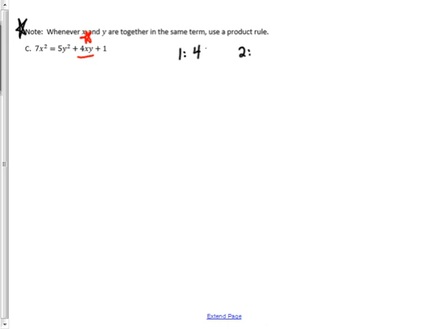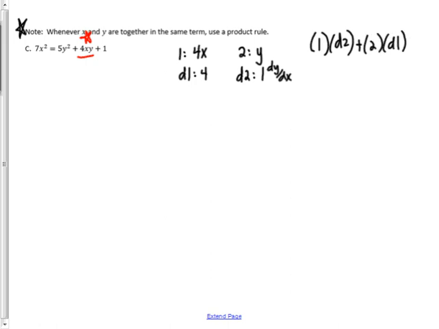My first term I'm going to call 4x, and my second I'm going to call y, and then I need d1 and I need d2, being the derivative. So the derivative of 4x is 4, and the derivative of y would just be 1, and I follow it with dy dx. So there's really no need to write that 1 there. Okay, but y'all remember that the product rule is 1d2 plus 2d1 when you're taking that derivative. All right, so let's take the derivative. Derivative of 7x squared is 14x.